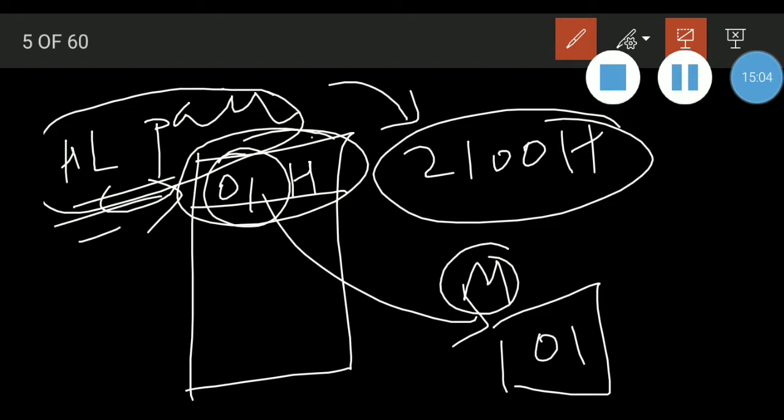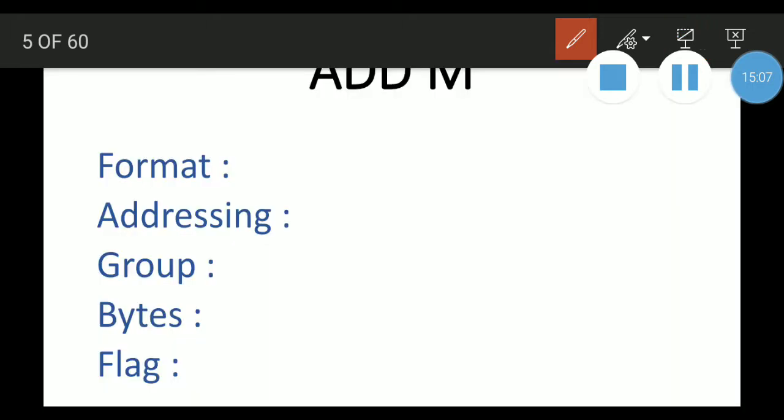So what will be the format of this addressing mode? The format of this addressing mode is: the content of memory is added to the accumulator. Now the format becomes this way. A is our accumulator. It will be added in place of M. What do we write? HL pair. In place of M we write HL pair, right? In place of M we write the content of H plus the content of L.